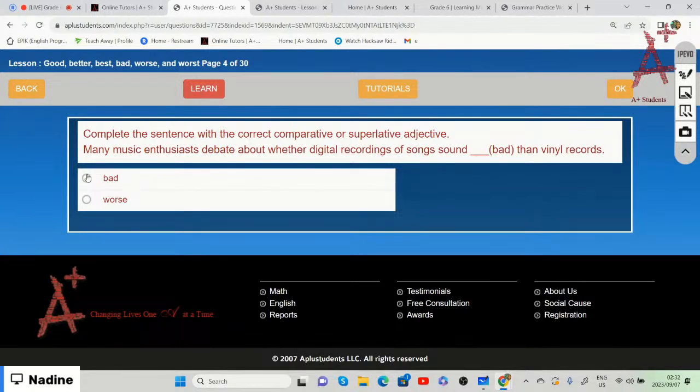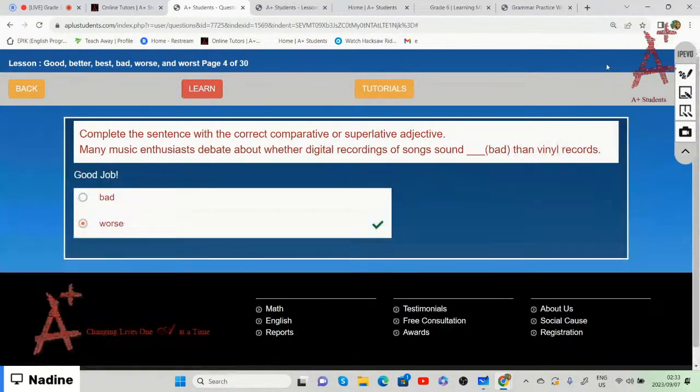Many music enthusiasts debate about whether digital recordings of songs sound bad than vinyl records. So we are comparing digital recorded songs than vinyl records. So bad, if we're comparing the two, then we are saying it is worse. Yes, well done. It is worse.